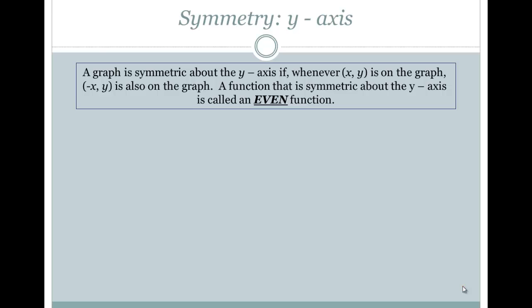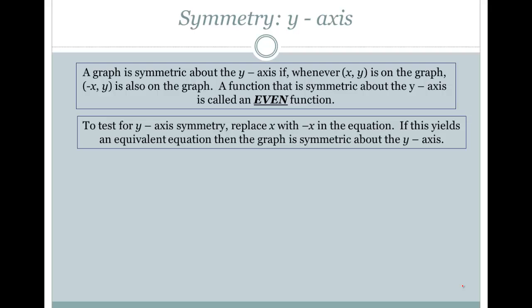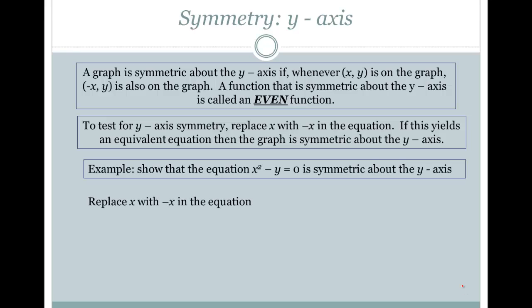Let's talk about how we're going to find if something's going to be symmetric about the y-axis. This time we're going to replace x with negative x in the equation. If I come back and I get the same as the original equation, then we're symmetric about the y-axis. Okay? Easiest way to see it, let's do an example. Here's my equation, x squared minus y is equal to 0. I want to show that this is symmetric about the y-axis. Or another way to state this is to show that this is an even function.